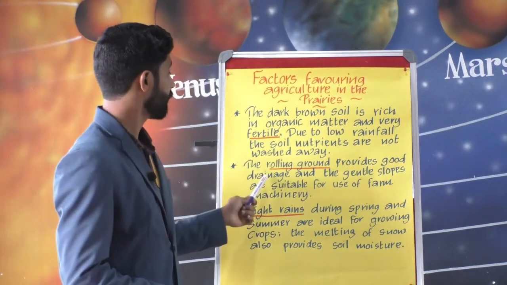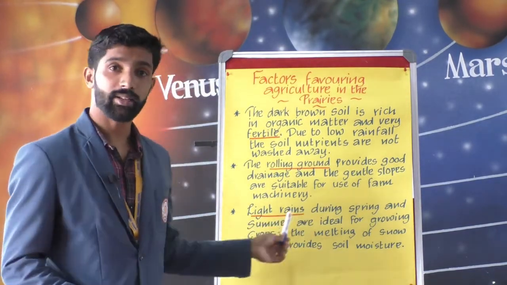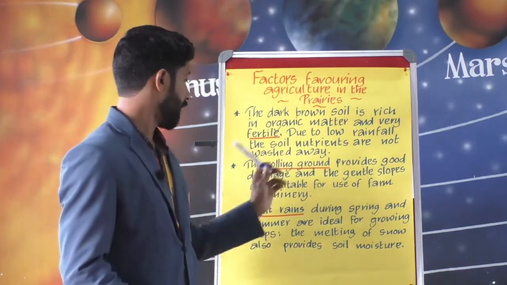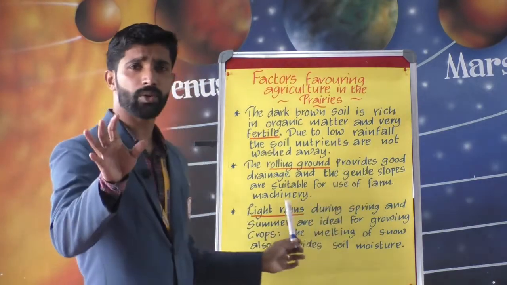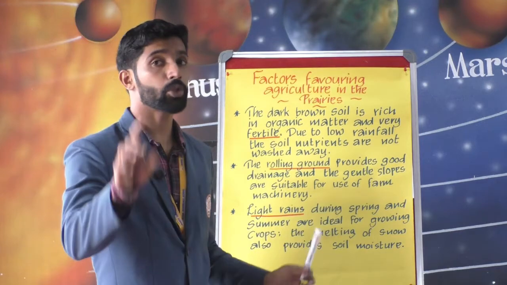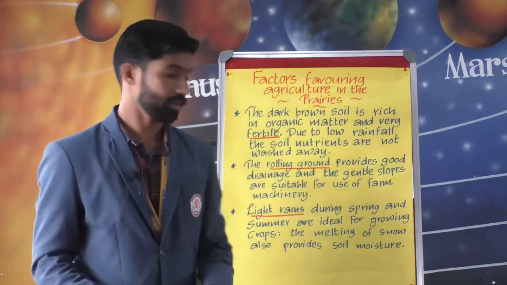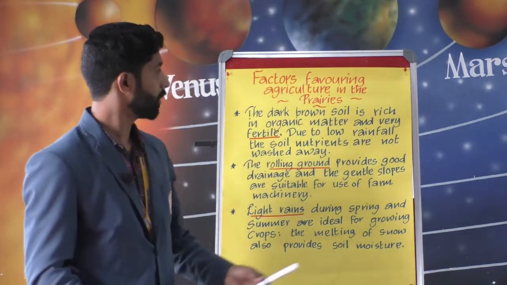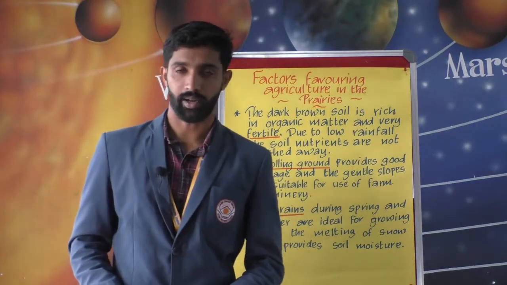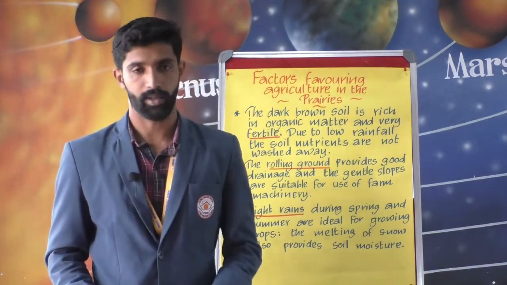Okay, and the third one is light rains. Light rains during spring and summer are ideal for growing crops. And the melting of snow also provides soil moisture. So these are the 3 points which favor the agriculture in the prairies. Please learn it well.